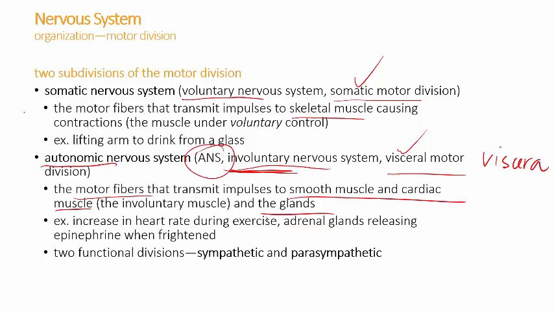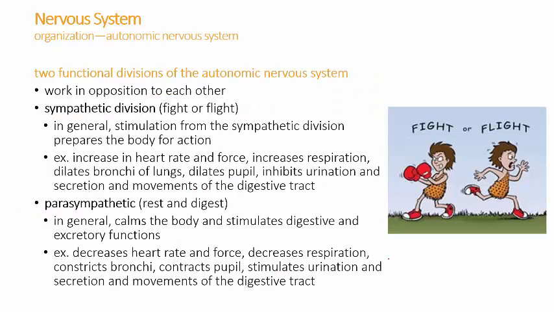Okay, so we're done now with the somatic nervous system, the voluntary control. Let's take the autonomic nervous system and further subdivide it into two different groups, two functional divisions. And we talk about them as the sympathetic nervous system and parasympathetic nervous system. These are the two divisions, the sympathetic division of the autonomic nervous system and the parasympathetic division of the autonomic nervous system. These two functional divisions of the ANS work in opposition to each other.